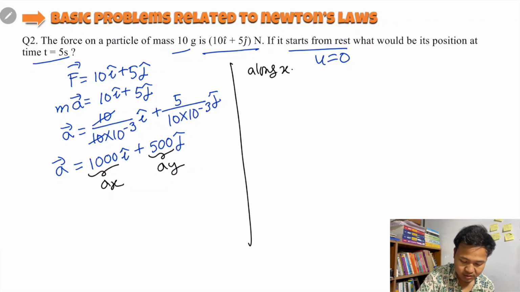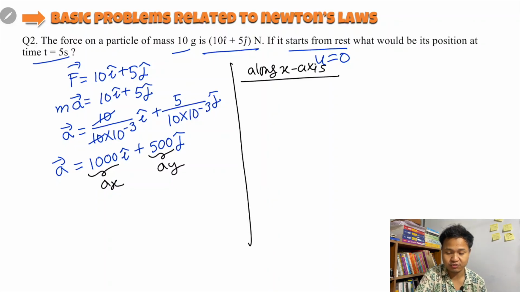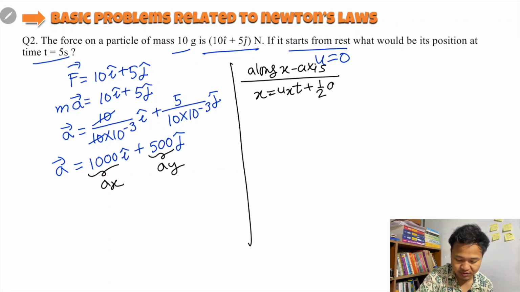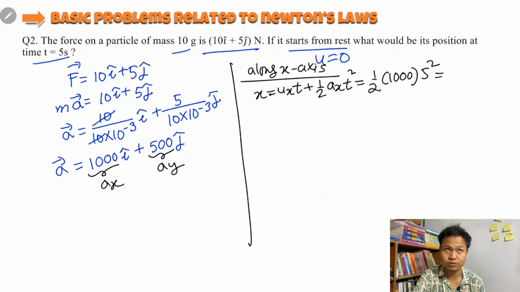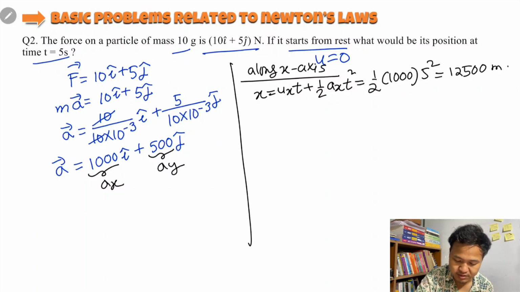First, along the x-axis, time t equals 5 seconds. So x equals ux into t plus half into ax into t square. Ux is 0. Half into ax, that is 1000, into 5 square. 5 times 5 is 25, 25 by 2, then 125. So you will have 500, so 12500 meter.